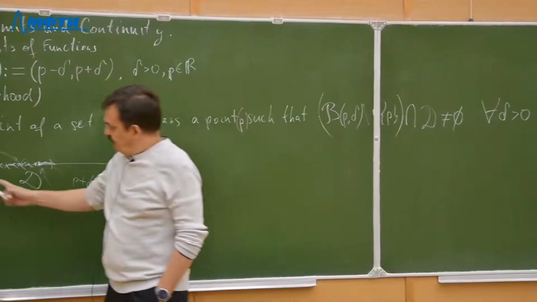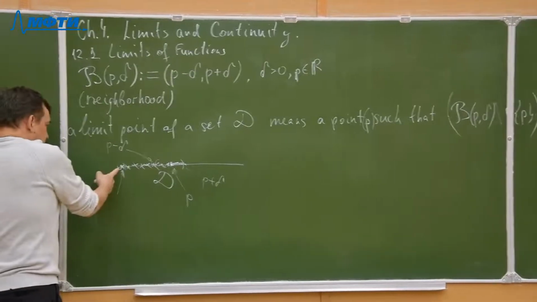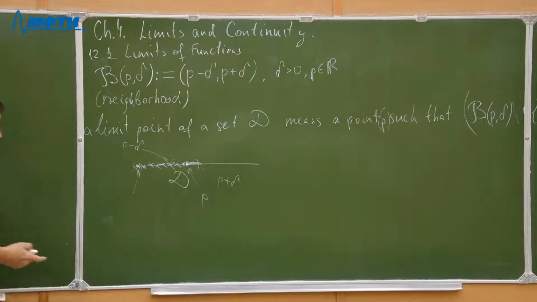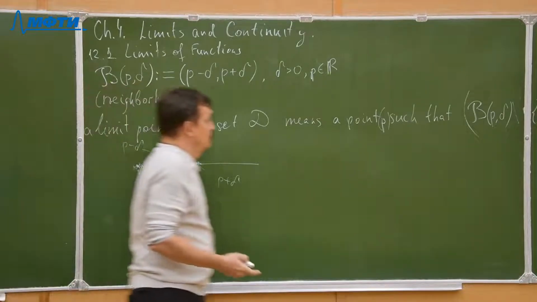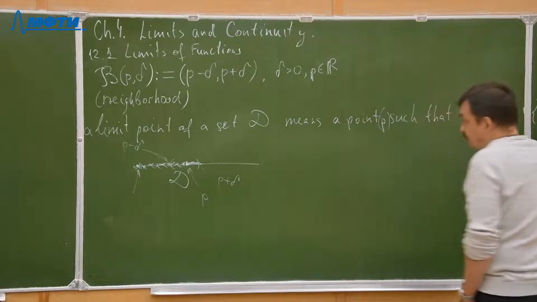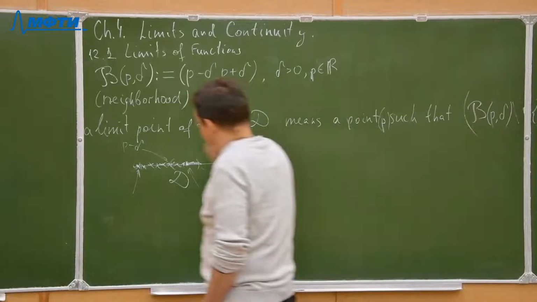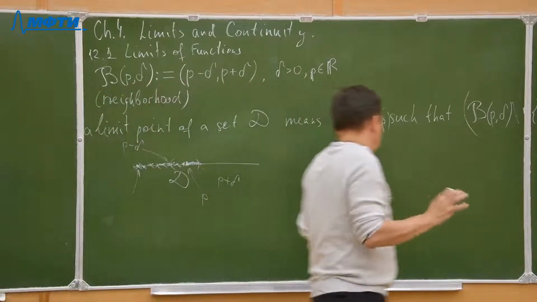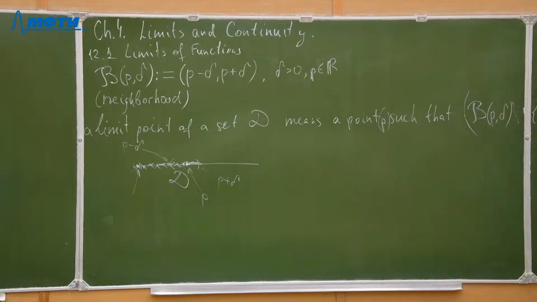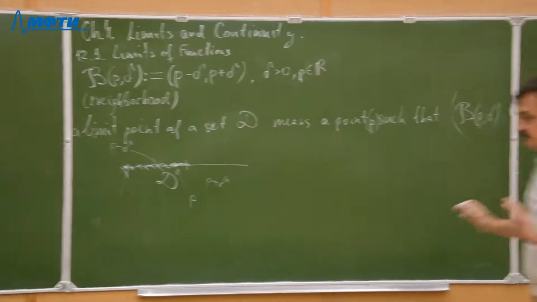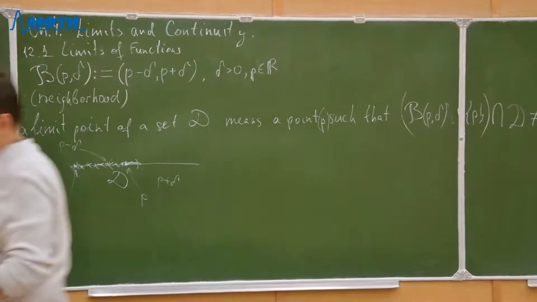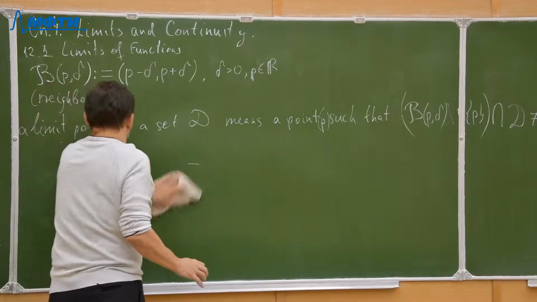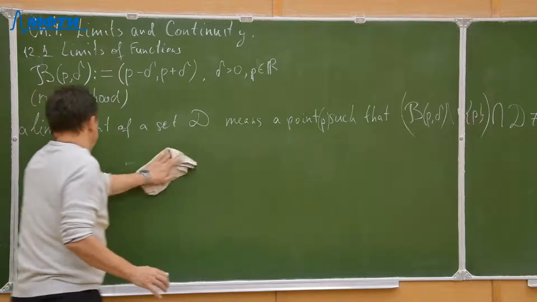So, in other words, here the point is isolated. I don't want to give a formal definition of an isolated point just now. We are talking about limit points for a while, nothing else. Okay, now I can give the formal definition.